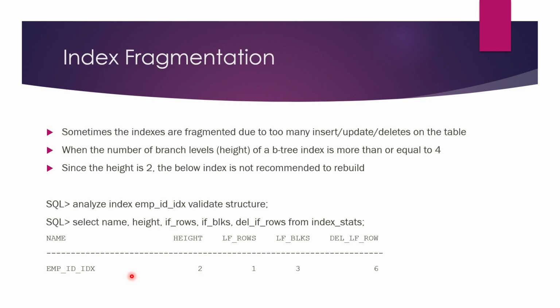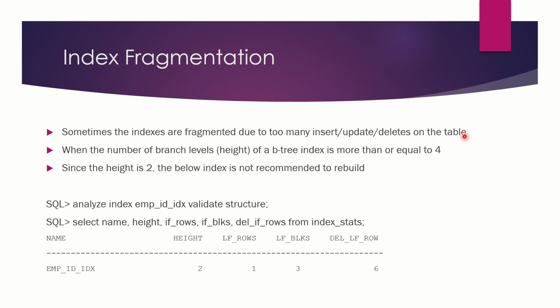The third thing we should be checking is index fragmentation. Your execution plan has not changed, and you are still passing a good bind variable which expects very few rows, and in spite of that, if the query is still running slow, it can probably be due to index fragmentation. Index fragmentation happens when there are too many inserts, updates or deletes on the table.